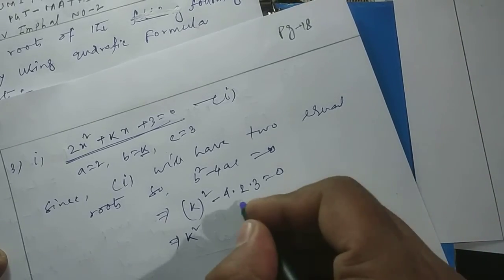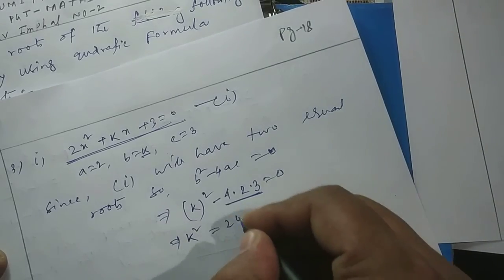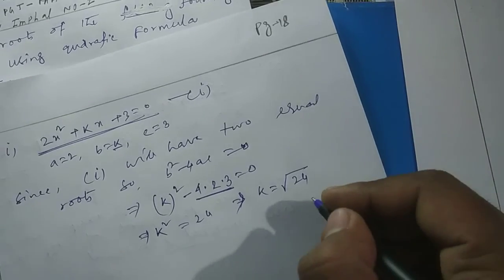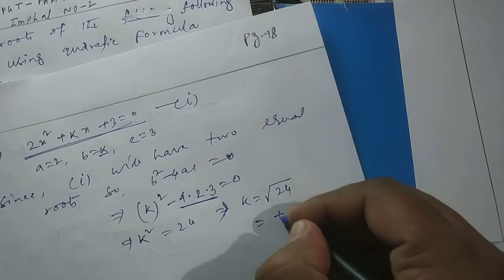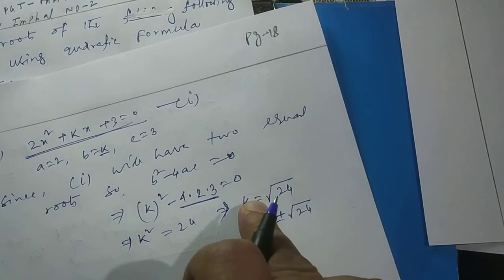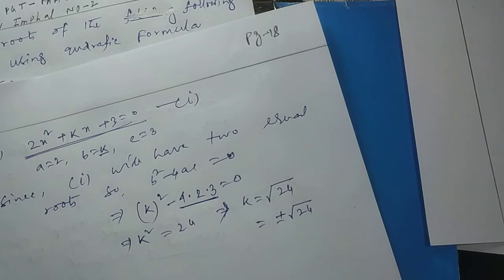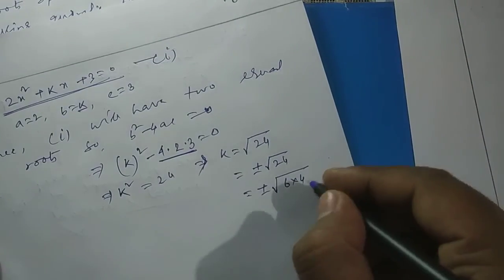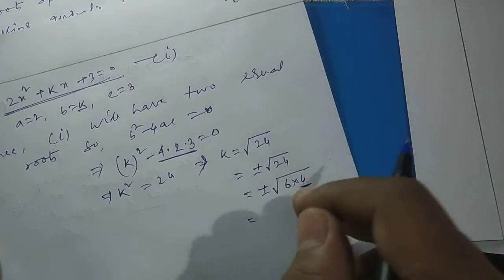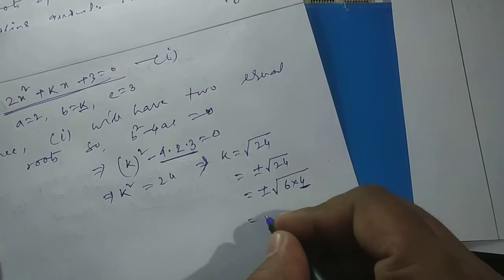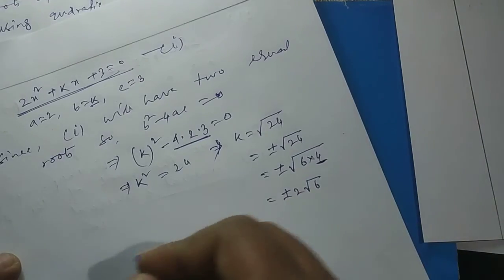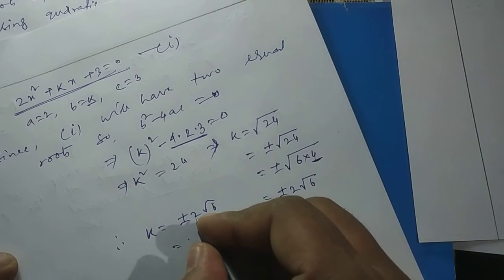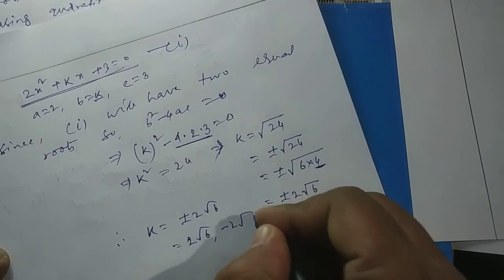So it will become k² − 24 = 0. The 24 goes to the right hand side, so k will become the square root of 24. The square root of 24 means plus minus root 24, because if you open the square root, both plus and minus always come. Now 24 can be written as 6 into 4. It is a perfect square, so the square root of 4 is 2, and it will come out. So ultimately we got k = ±2√6. So we have two values of k, plus 2√6 and minus 2√6.